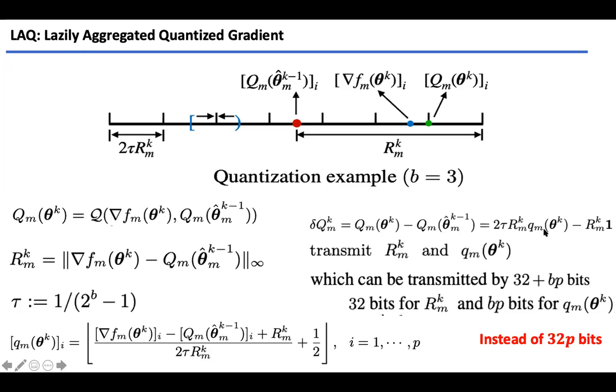Therefore, if the model size is large, we see a big difference. So we are sending 3 bits per element versus 32 bits per element. So when we apply this quantization scheme, in total we are sending 32 bits to convey this RMK, plus B bits for every element in the quantized vector. Okay, so we are sending 32 plus B times P bits. However, in full precision, we are sending 32 times P bits. So when the model size is large, we can clearly see that this approach significantly reduces the communication cost, in terms of the number of bits that a worker is transmitting at every iteration.